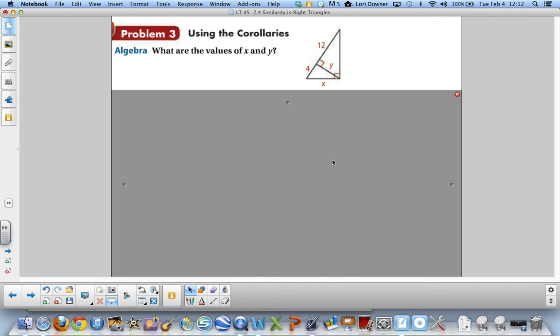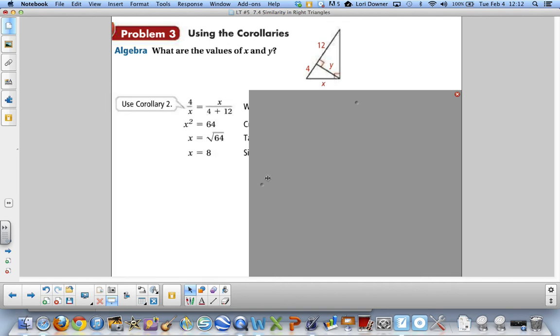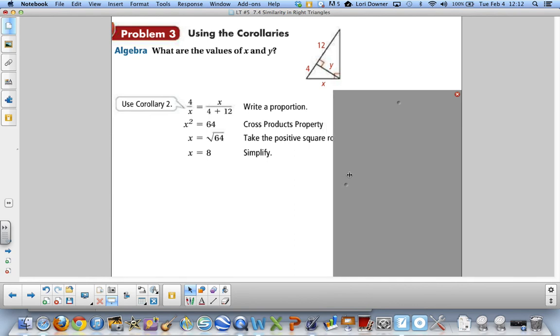What are the values of x and y? In this example, I've got the 2 parts of the original hypotenuse, the larger triangle. If I'm trying to solve for x, which is one of the legs of the larger triangle, I can set it up this way. 4, the part of the hypotenuse, is to x as x is to the entire hypotenuse, 4 plus 12. So 4 is to x as x is to the entire thing, 16.